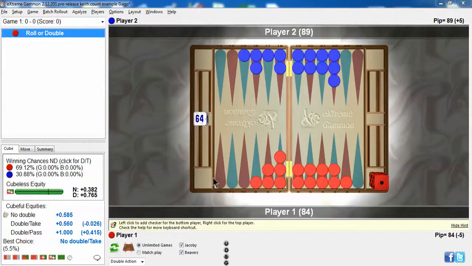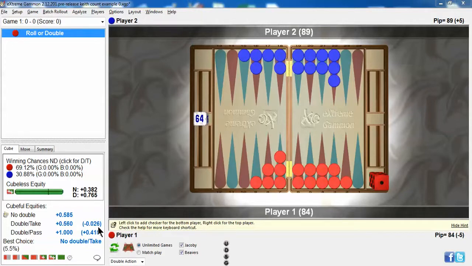In this case, as you can see from the Extreme Gammon evaluation +++, if red were to double, blue will win this game 30.88% of the time. Now, this is cubeless. This means that if this was DMP, or double match point, where there's no cube involved, and you played the game all the way out to the end without ever using the cube, blue would win this game 30.88% of the time.